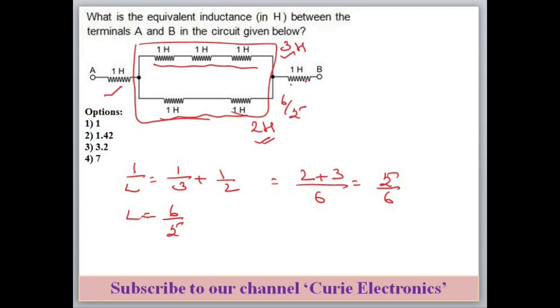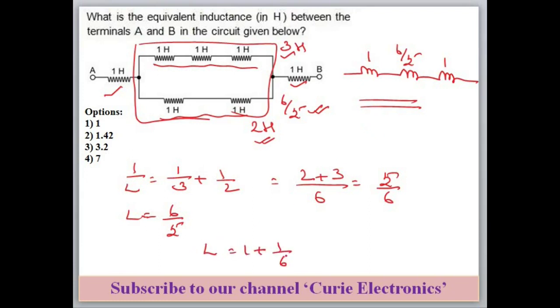Now this one and this 6 by 5, all three will be in series like this. This is your 1, this is 6 by 5, and this is 1. What you can do? We can simply add it. So 1 plus 1, total L will be 6 by 5 plus 1. What will be your answer? 3.2 Henry.